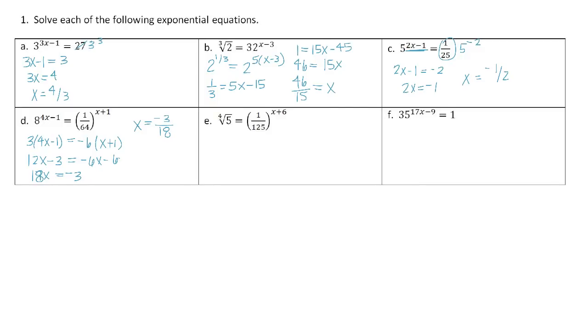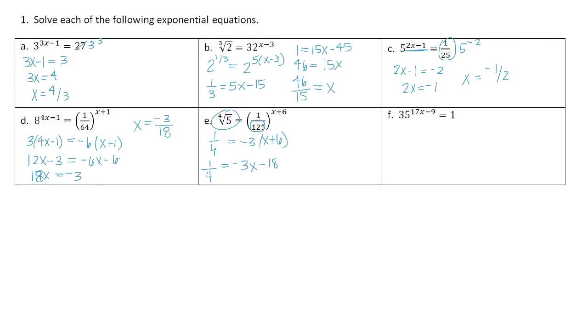All right, next problem. This is going to be 5 to the 1/4 power, and then this is 5 to the negative 3. So I have negative 3 times x plus 6. And so I have 1/4 equals negative 3x minus 18.